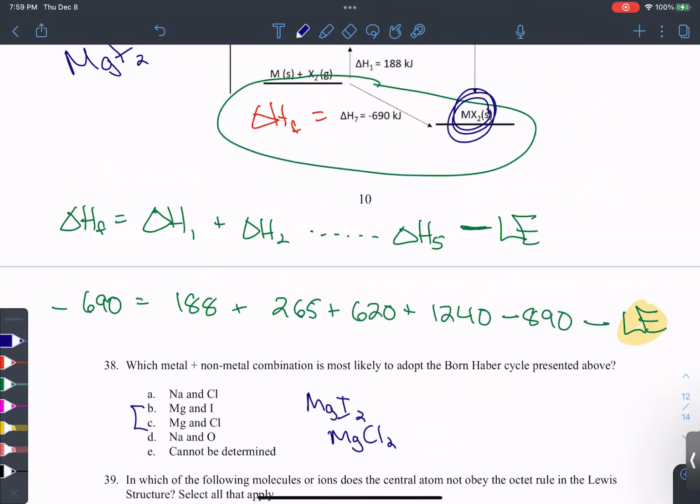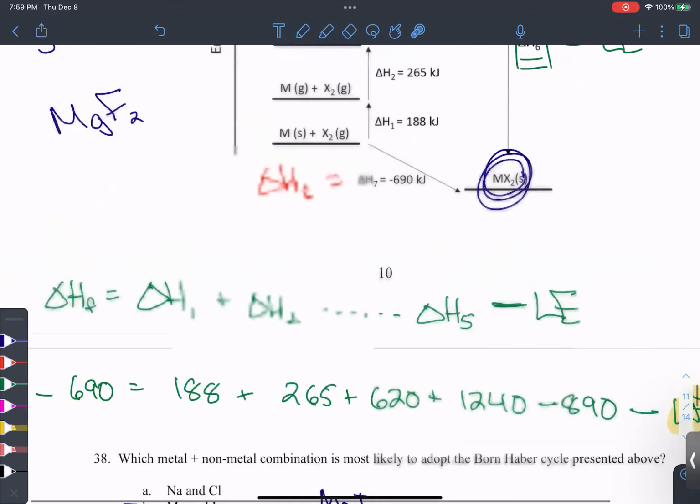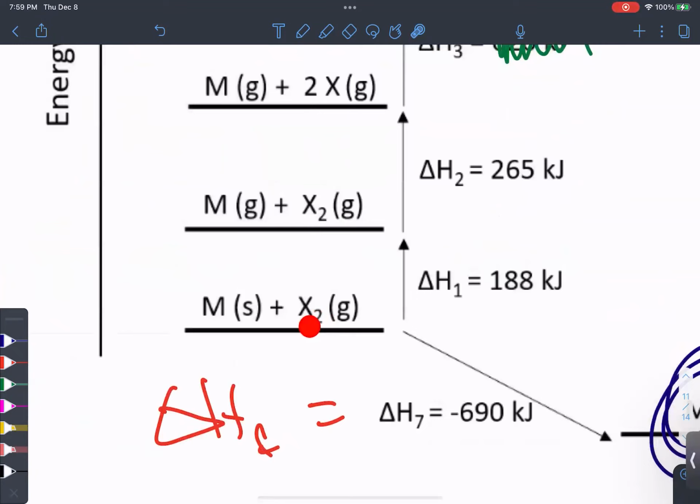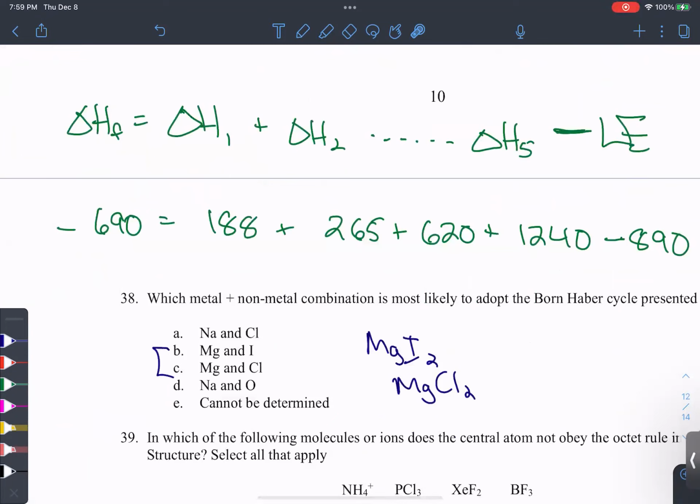Look at the other parts of the Born-Haber cycle. All right. Yes, the atom ratio is a metal and two nonmetals. Both of those fit that, but let's look at the other parts of the Born-Haber cycle. What's the state of X2? It's a gas. So now can you differentiate them? Which one is it? C or B?